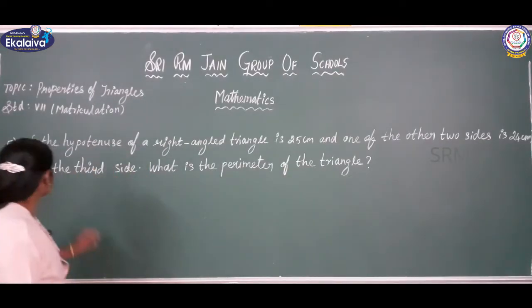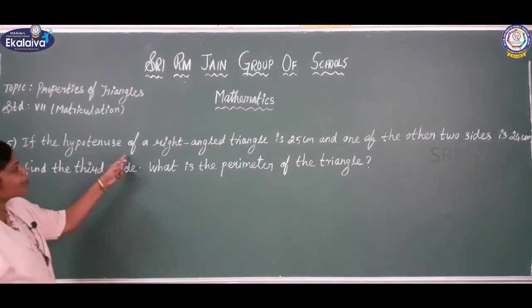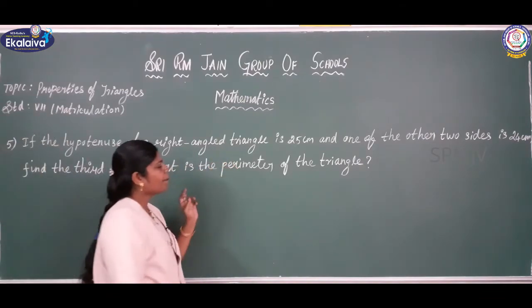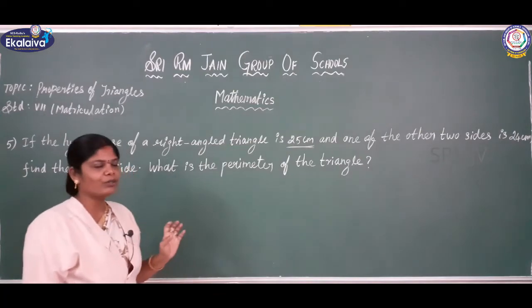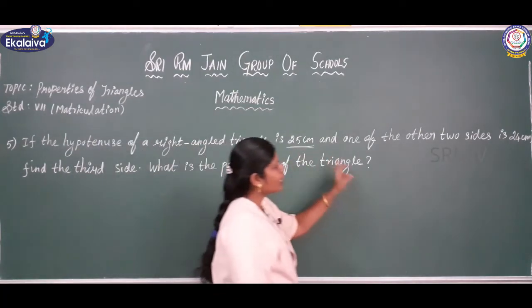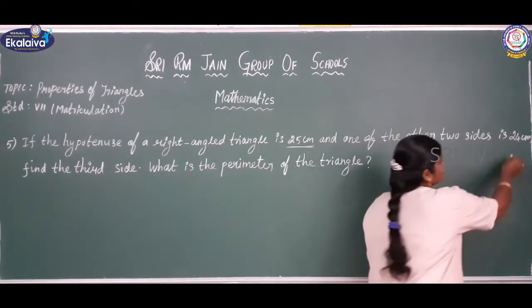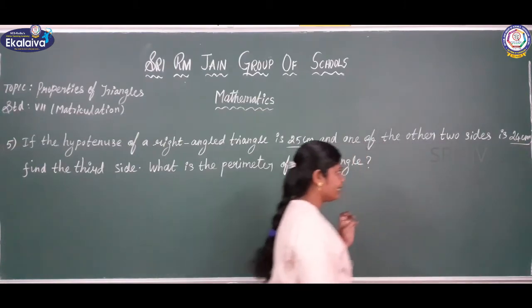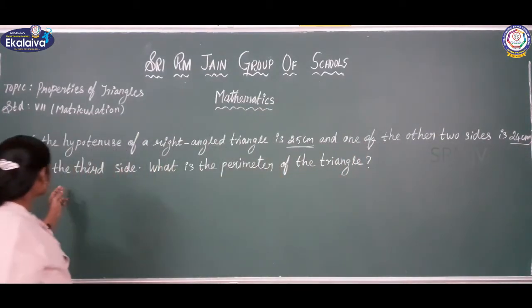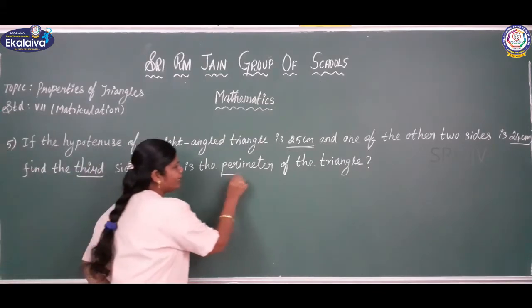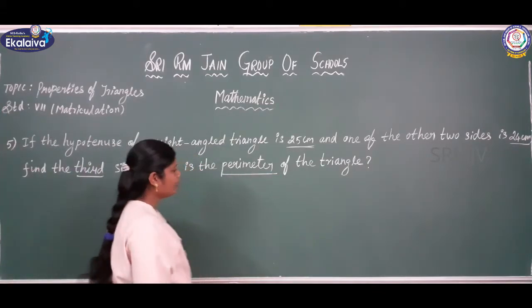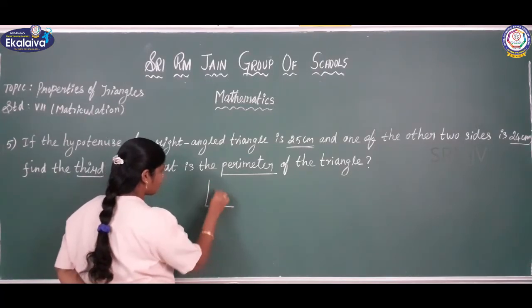Next one. If the hypotenuse of a right angle triangle is 25 centimeter, hypotenuse value is given, and one of the other two sides is 24 centimeter. Okay. So find the third side. And what is the perimeter of the triangle? Okay. So right triangle.